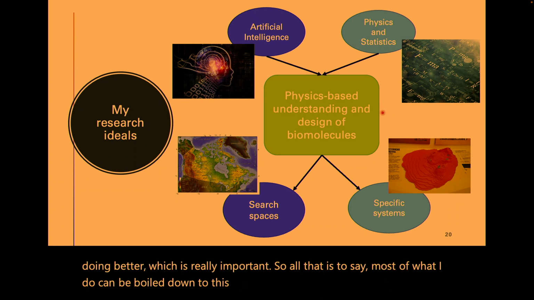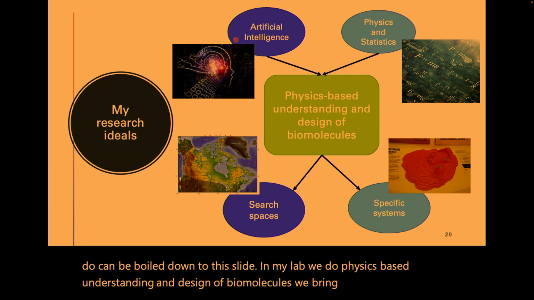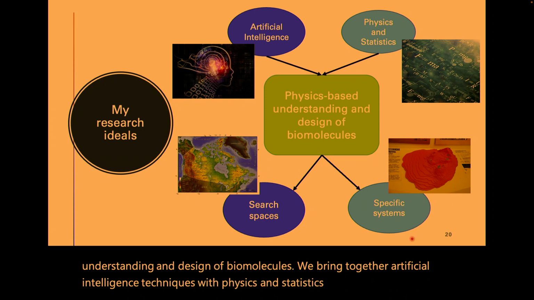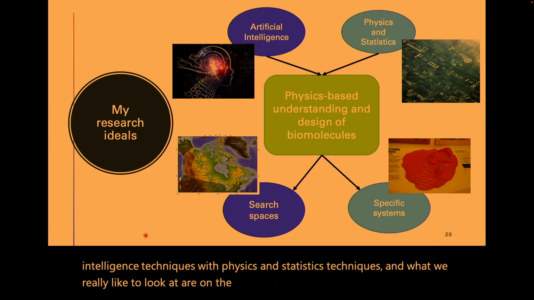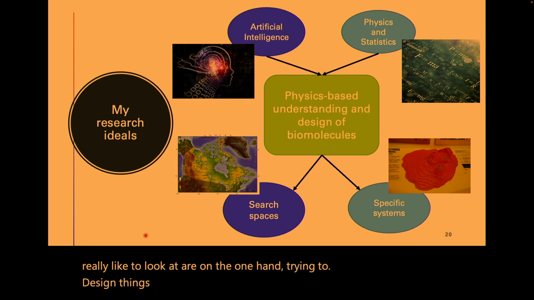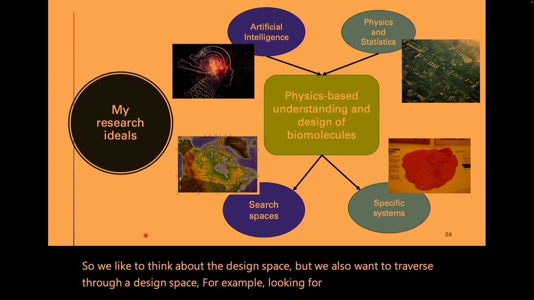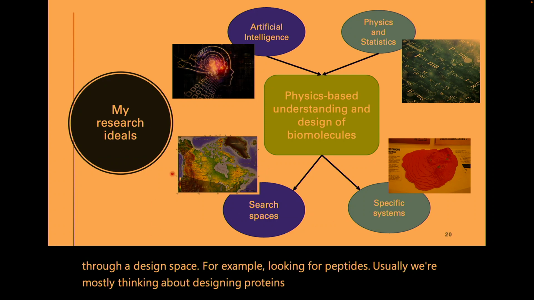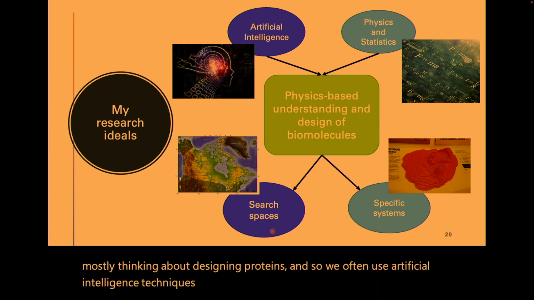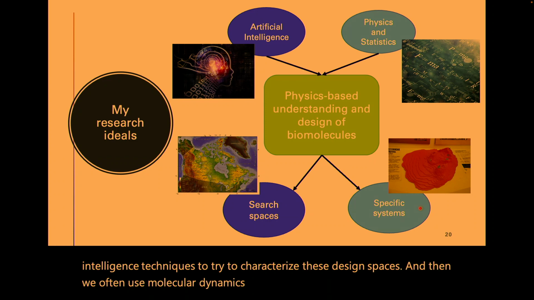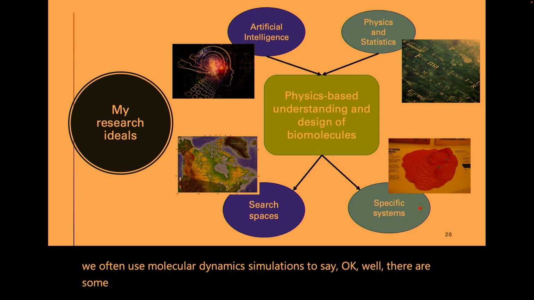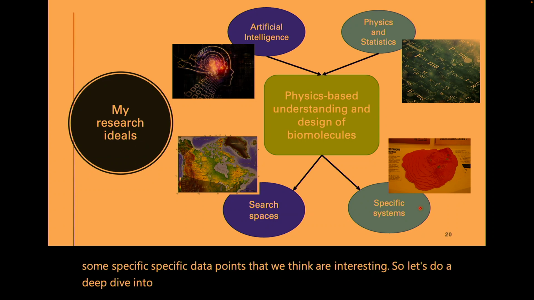So all that is to say, most of what I do can be boiled down to this slide. In my lab, we do physics-based understanding and design of biomolecules. We bring together artificial intelligence techniques with physics and statistics techniques. What we really like to look at is, on the one hand, trying to design things, thinking about the whole design space, but we also want to traverse through a design space, for example, looking for peptides. Usually we're mostly thinking about designing proteins. We often use artificial intelligence techniques to characterize these design spaces, and then we use molecular dynamics simulations to say, there are some specific data points we think are interesting, so let's do a deep dive into what's going on in those.